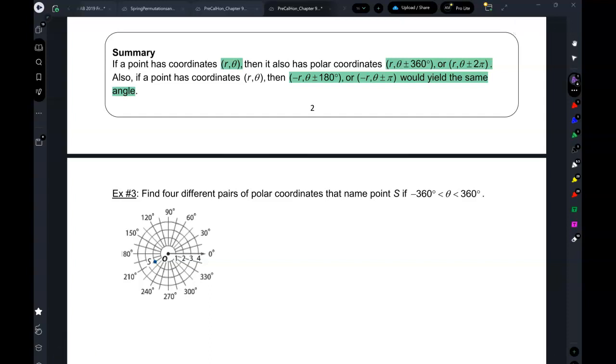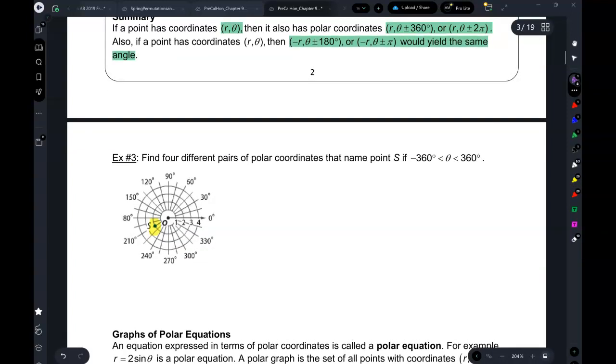Okay, now let's apply that. You want to find 4 different pairs of polar coordinates that name the same point S. S is right here if you can't see it, between negative and positive 360. So what would be one of them? One is just the most basic: that's 210 degrees and 1 unit out.